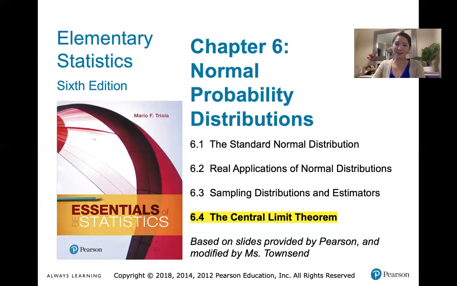Now in 6.4, that's what we're studying here in these future videos. It's all about the central limit theorem. Now the central limit theorem relates to that sampling distribution of sample means, as we'll see when we look at our first learning outcome. So this is the fourth section in Essentials of Statistics, 6th edition by Mario Triola. It's the last section that we will be covering over normal probability distributions. But again, it relates to that sampling distribution of sample means.